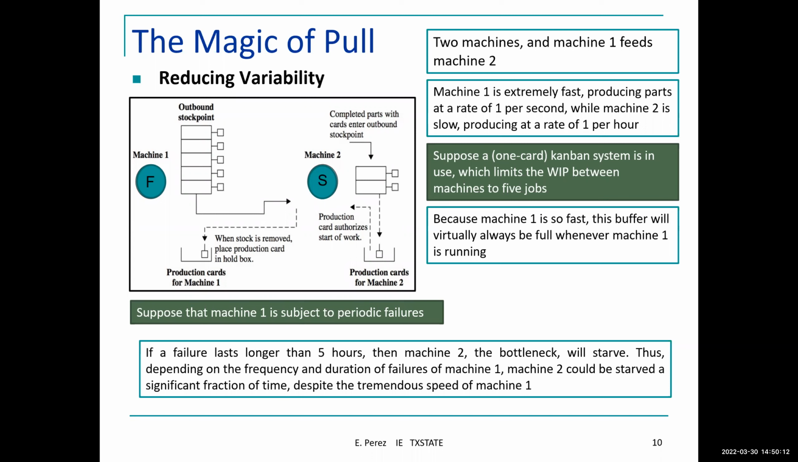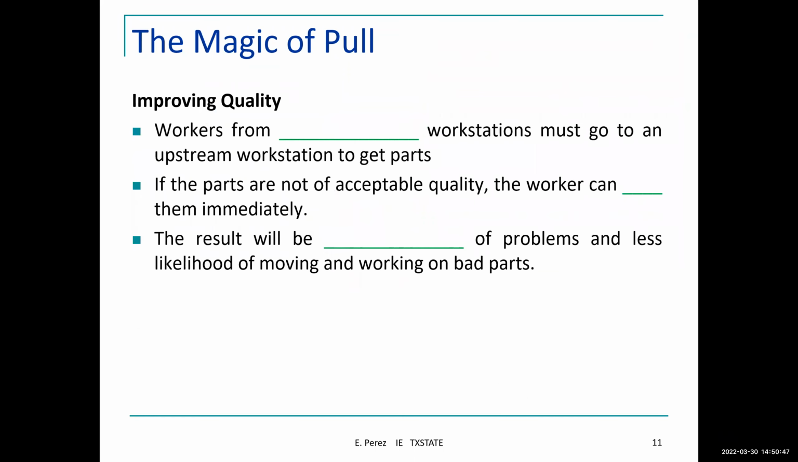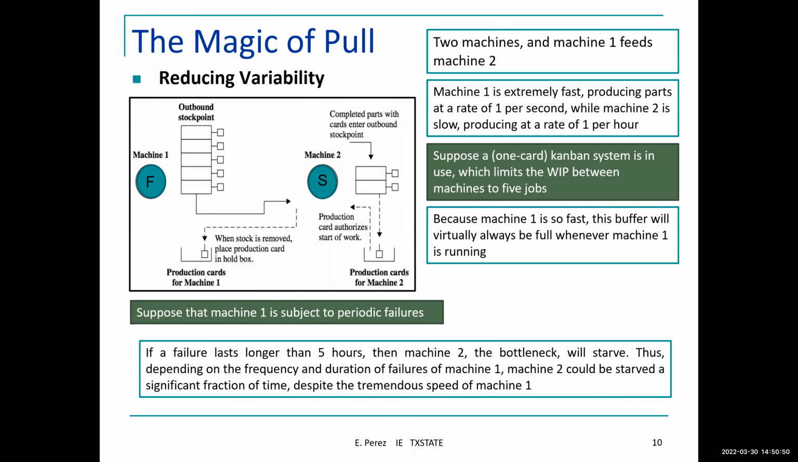This is something that we discuss in terms of the length of the failures and the frequency of the failures. What this is trying to illustrate is that even though you have a machine that is really fast, if you don't control the variability of these failures and their duration, machine 2, even though it is the bottleneck, can starve because you have high variability in the failures happening in machine 1. So reducing variability is important. That's the message.